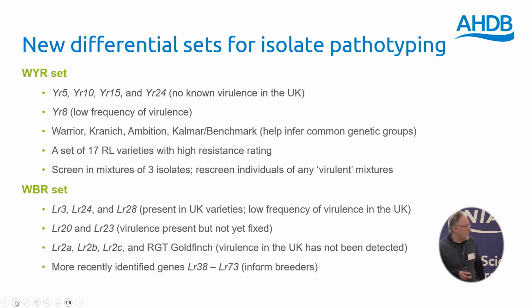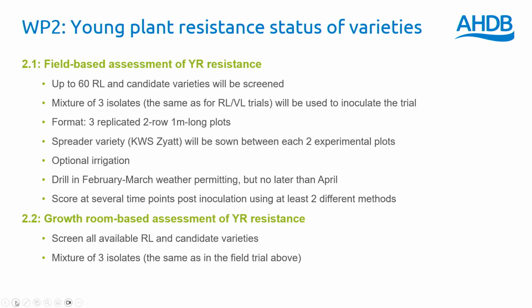And also, more recently, we acquired additional wheat lines carrying more newly identified resistance genes, named from Lr38 to Lr37, and those will also be included in the screen. Screening those lines will tell breeders whether there are any useful genes that could be introduced in the breeding program to control brown rust.